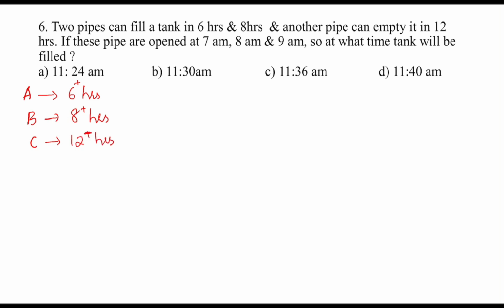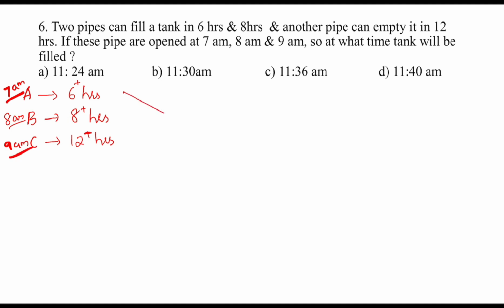So, if these pipes are opened at 7 am, 8 am and 9 am respectively, they are saying, that means A is opened at 7 am, B at 8 am and C at 9 am. So at what time will the full tank be filled?